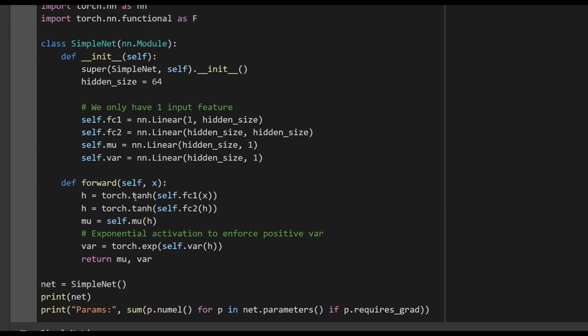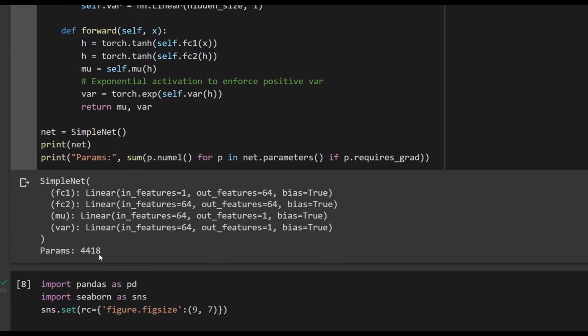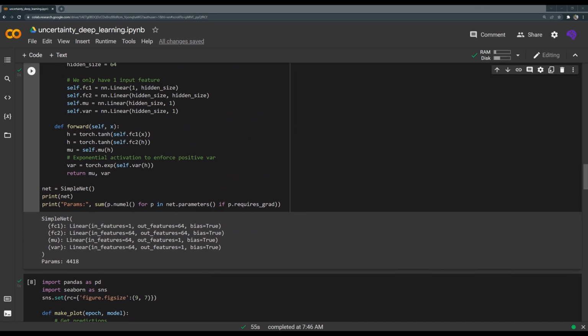And then we output both the mu and variance. And that's basically already it. And this model is very simple. So we have around 4,000 parameters, as our data set is also not very big. And the structure of the network looks like this.